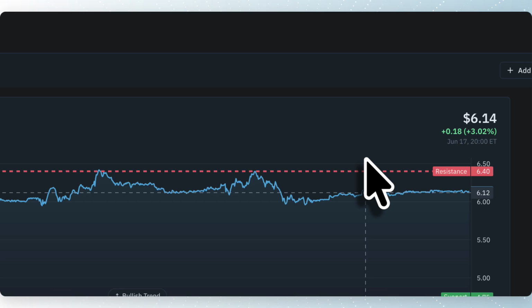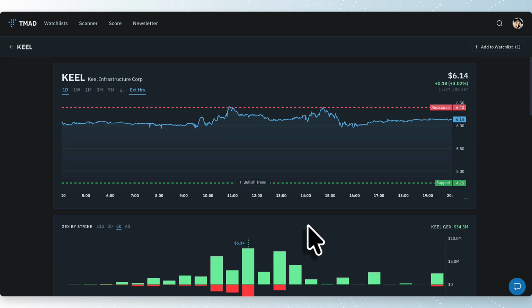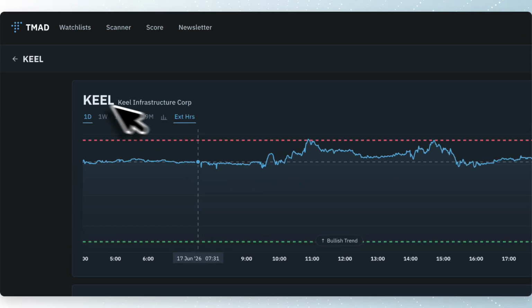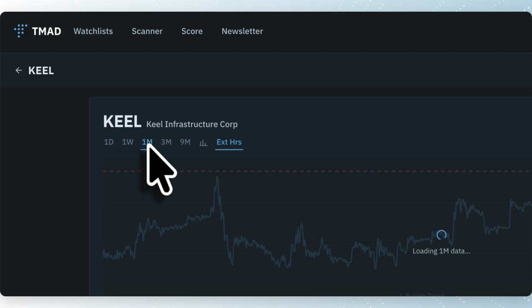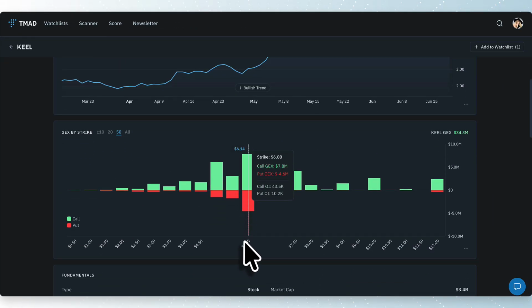Then of course we have a spark line, which you can click on and you will see every detail about the name. So Keel here, we are close to 640 resistance. You can also zoom out. This is 1 week. You see 1 month. You see 3 months. Then you go below.